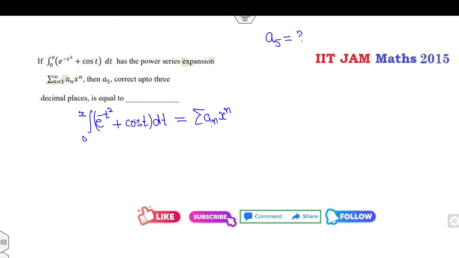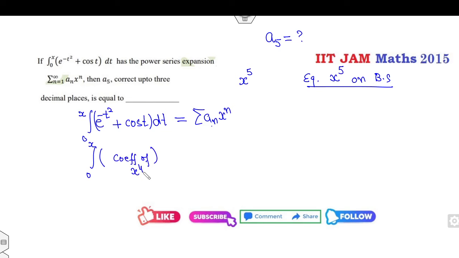A5 appears because this is the integration of this. So A5 is the coefficient of x raised to power 5. I can equate the coefficient of x raised to power 5 on both sides. So I need the coefficient of x raised to power 4 in the integrand, because once we integrate them, the coefficient of x4 becomes the coefficient of x raised to power 5.